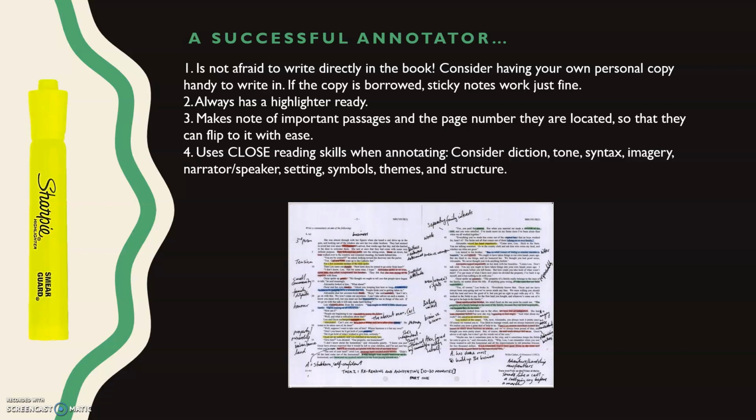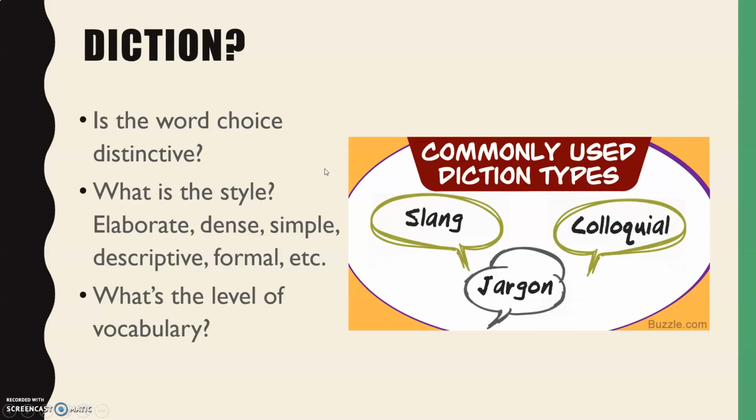A successful annotator makes notes of important passages with the page number they are located on, so that they can flip to it with ease. A successful annotator uses close reading skills when annotating. So consider diction, tone, syntax, imagery, narrator, speaker, setting, symbols, themes, and structure. I'll go more into each of these in depth.